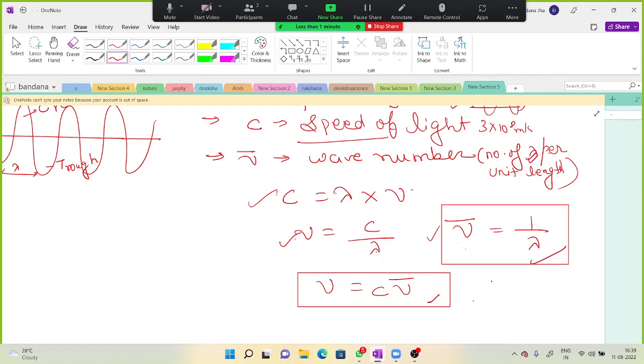c is equal to lambda mu. And we know that the electric wave and magnetic wave are both perpendicular to each other, and their direction of propagation is also the same.